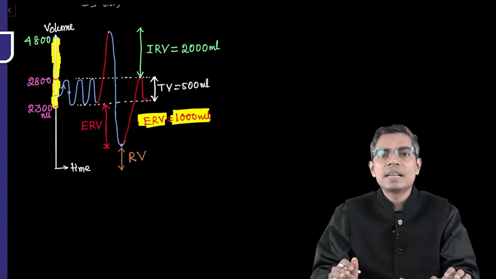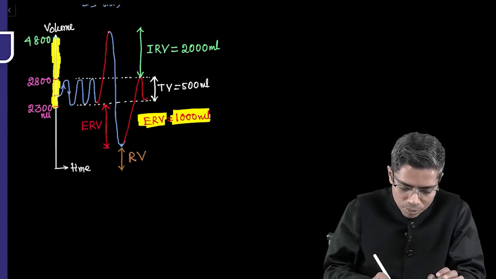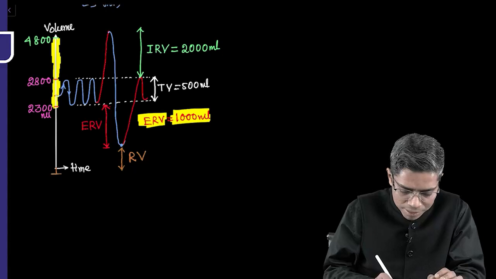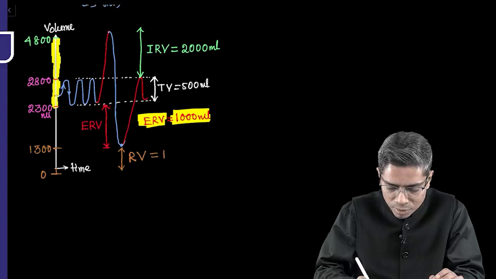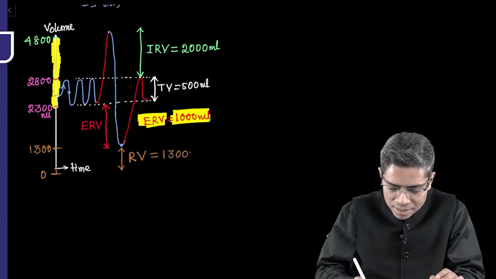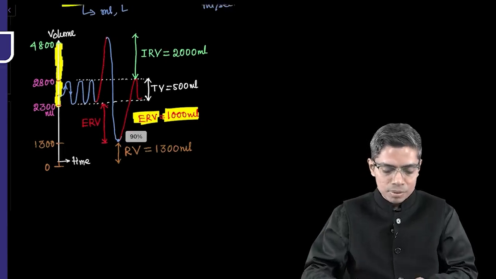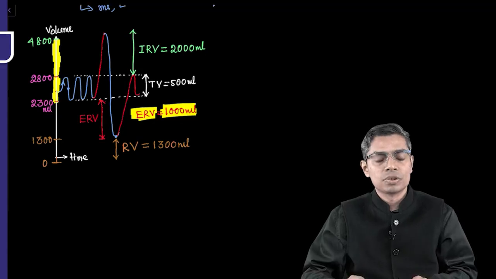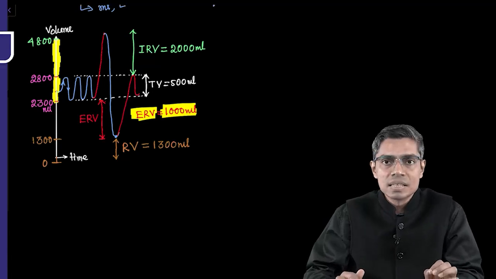You are not going to get the recording of the residual volume on spirometer, but if you know that this is my 0 point, then you know that normal residual volume is approximately 1300 ml. So what is the normal residual volume? That is 1300 ml. But you are not recording this residual volume with the help of a spirometer.